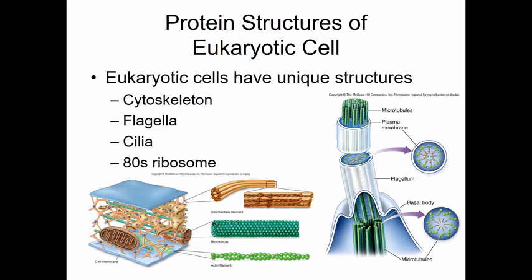Prokaryotes have what's called a 70S ribosome. Eukaryotes have what's called an 80S ribosome. Even though the 80S is bigger than 70, number-wise, the prokaryotic ribosome is actually bigger than the eukaryotic ribosome. Okay? So we've got a lot of unique structures in these eukaryotes.